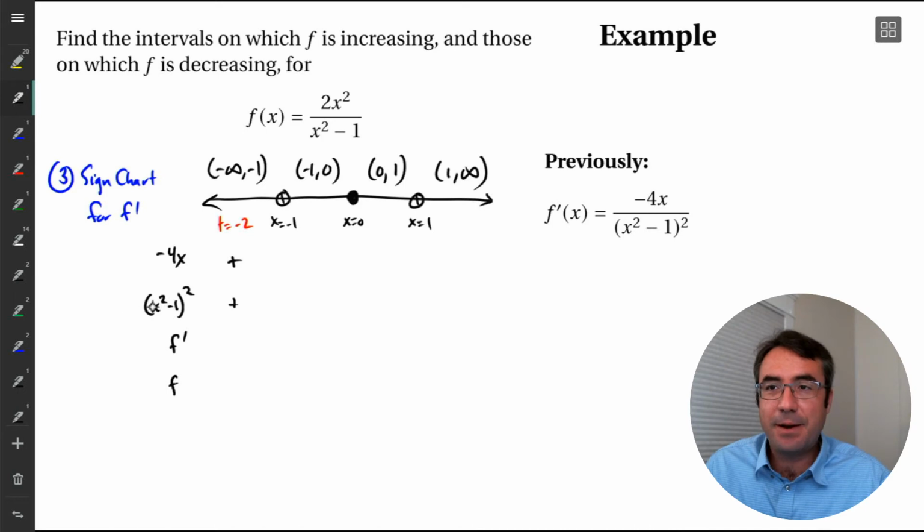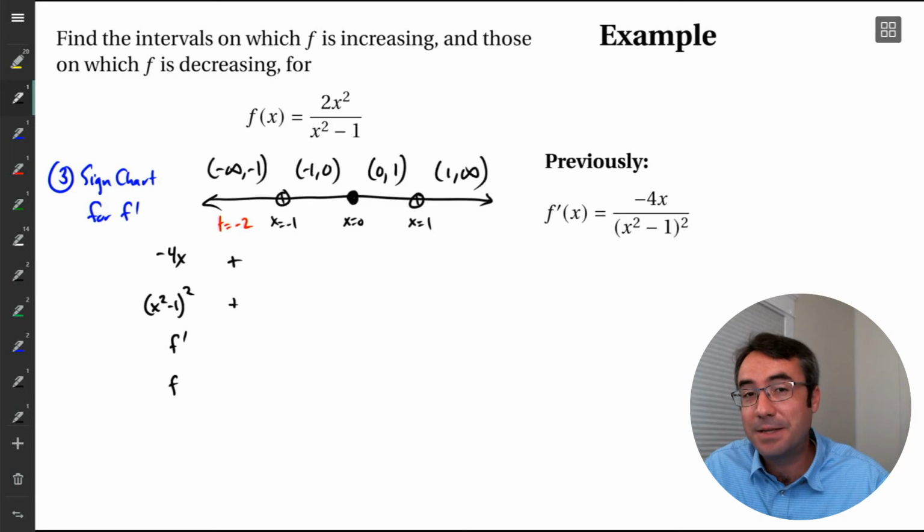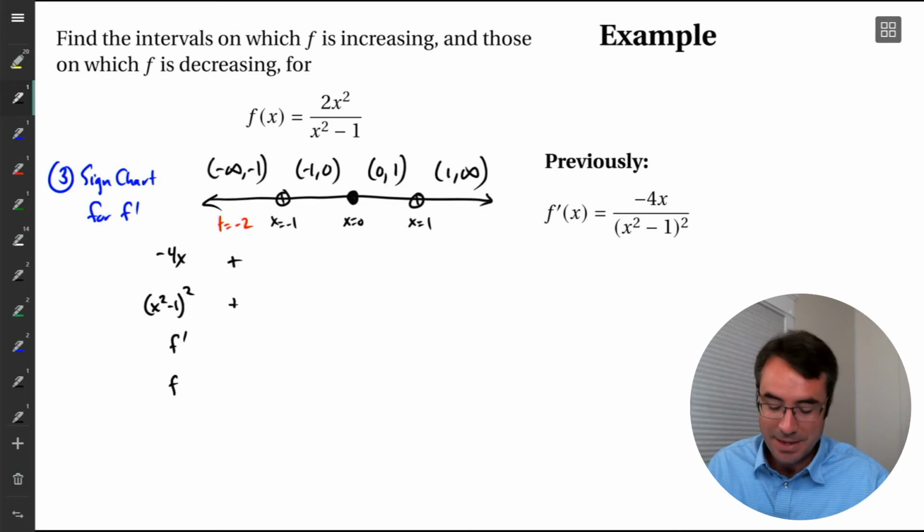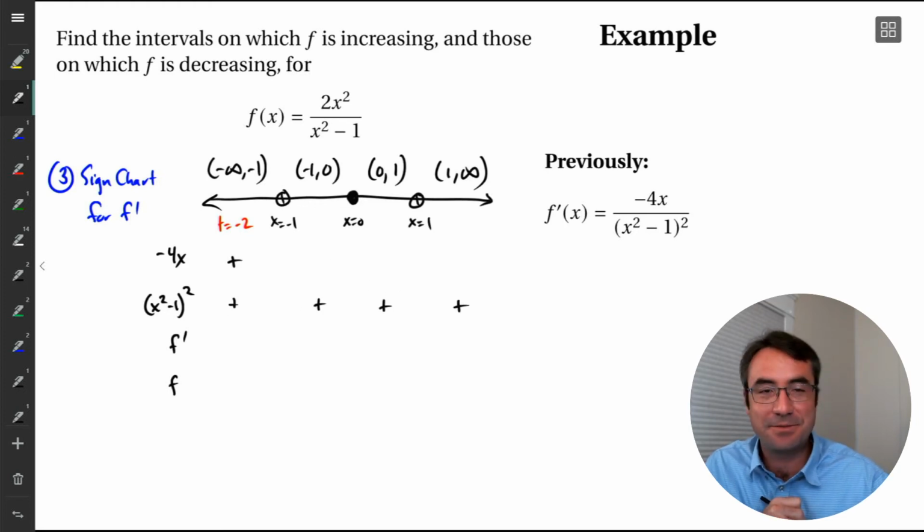Now, the nice thing about having something squared is whenever we square a number, whether it's positive or negative, if we square a positive number, the result is positive. If we square a negative number, the result is still positive. So when you see this squared, it makes things really simple for us because we can just go right across the row and say, well, everything's positive. That factor is always going to be positive.